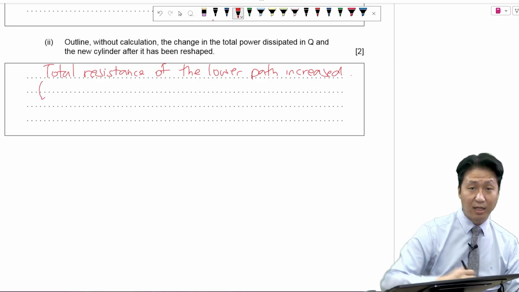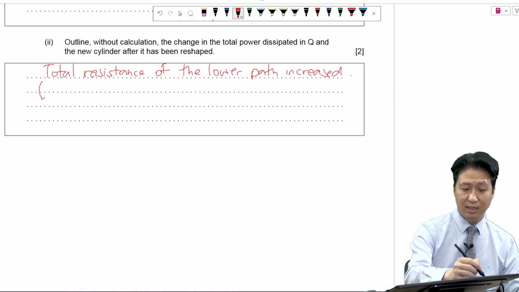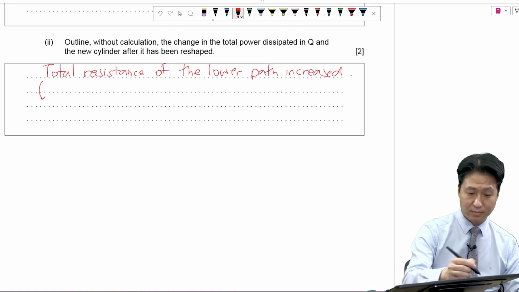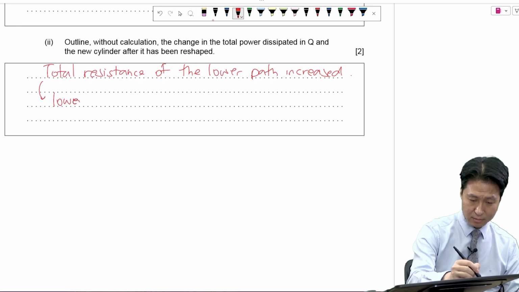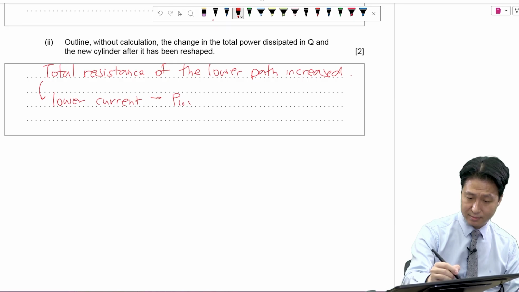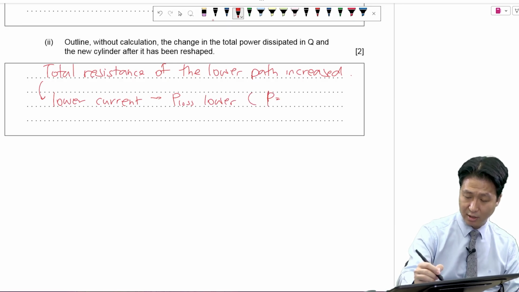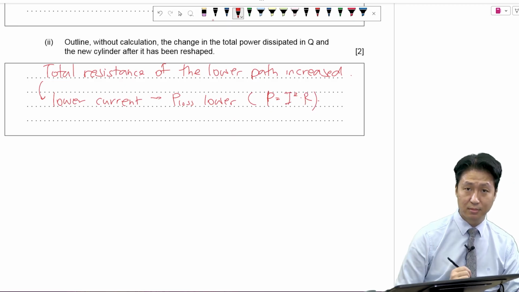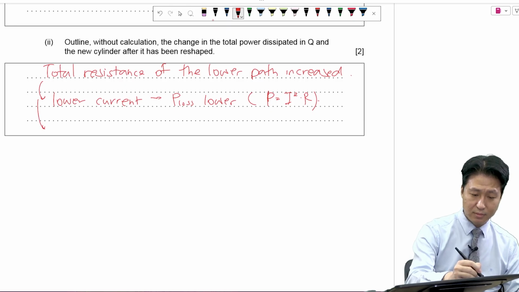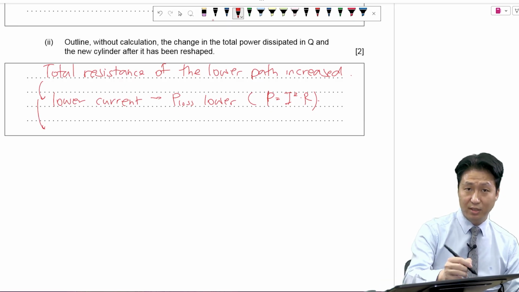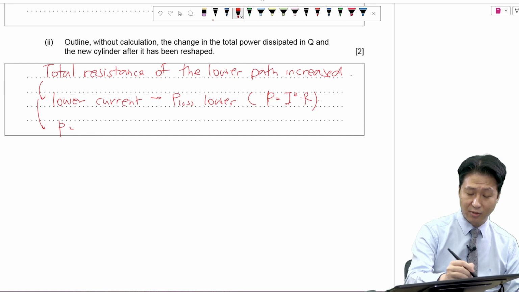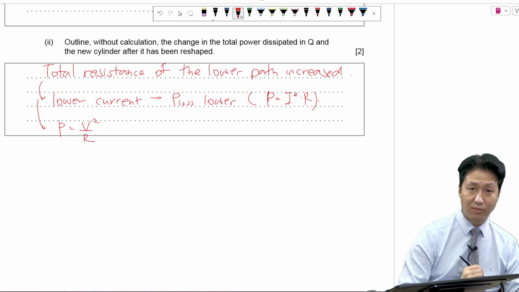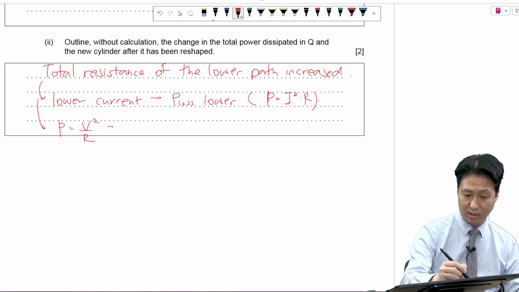Therefore, higher resistance means that the current is lower. Therefore, the power loss is lower, since the power loss is equal to I squared times R. Or, because of the increase of the resistance, the power loss is lower, because the power loss can also be the voltage squared over R, and the voltage is constant.